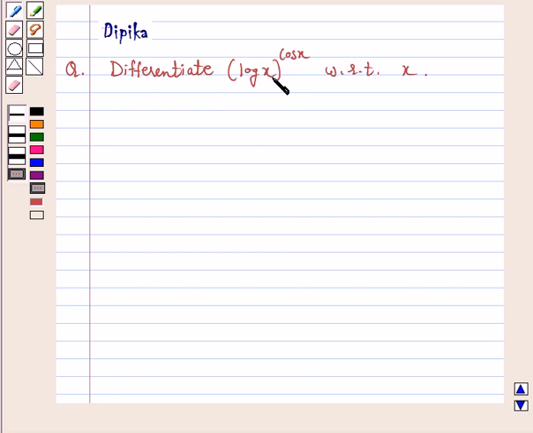Differentiate log x raised to power cos x with respect to x. So let's start the solution. Solution.